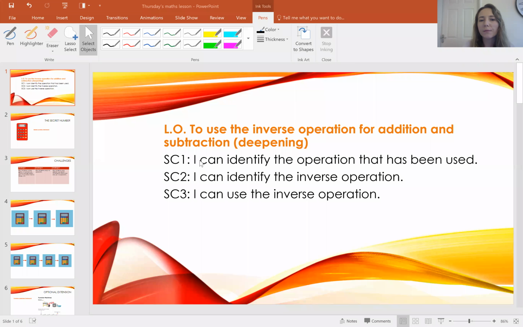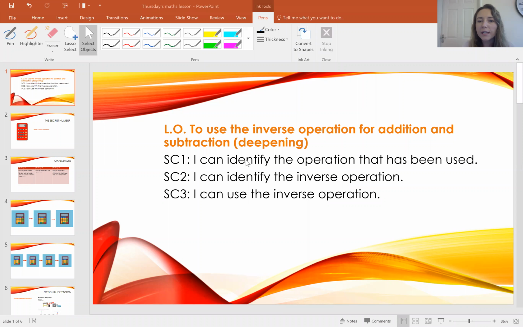Hello everybody. So we have been learning about the inverse relationship between addition and subtraction. So today we are going to practice using our inverse knowledge again, just to make sure we've really got it. So today's learning objective is to use the inverse operation for addition and subtraction.